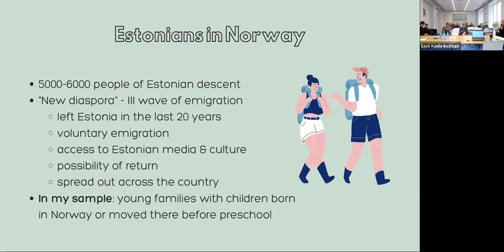The community that I am researching is the Estonian community in Norway. According to different sources, there are between 5,000 and 6,000 Estonians in Norway. But of course, that depends on how you define an Estonian. The number is smaller if we talk about Estonian citizens, but if we also count in people of Estonian descent, many of whom are children with one Estonian-born parent, then it's between 5,000 and 6,000.